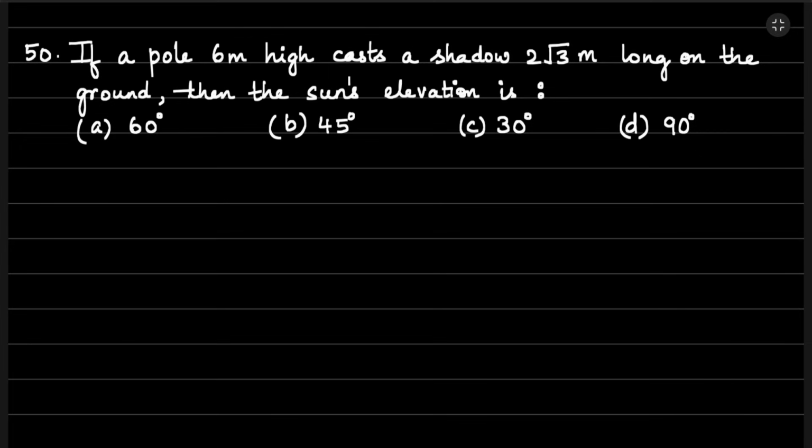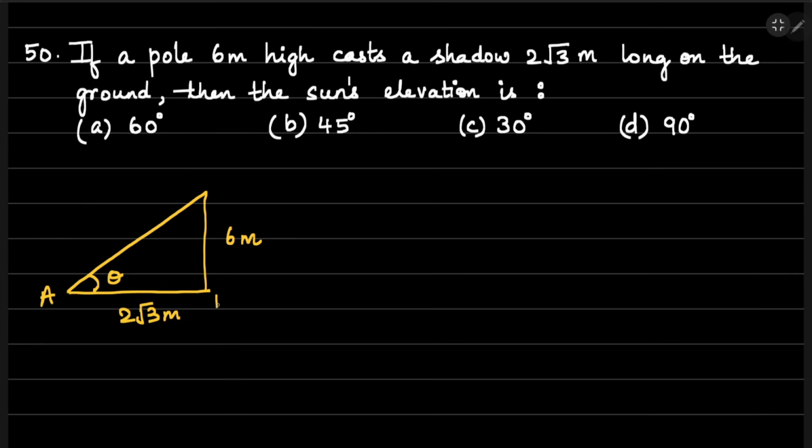But let's do this. If a pole 6 meter high, so you have a pole which is 6 meter high, it casts a shadow which is 2 root 3 meters on the ground, then the sun's elevation. What do you mean by elevation? That means from the bottom. This is, okay, from the bottom up. So, let the triangle be A, B and C. So mark your hypotenuse, mark your perpendicular, and mark your base. You have to find theta.